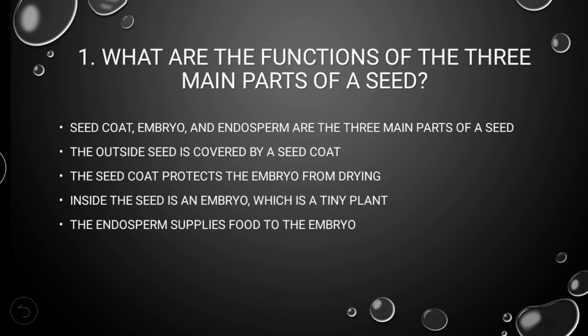Seed coat, embryo and endosperm are the three main parts of a seed. Outside, the seed is covered by a seed coat. The seed coat protects the embryo from drying.